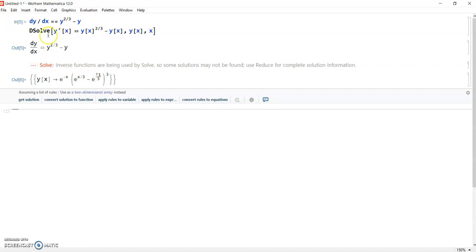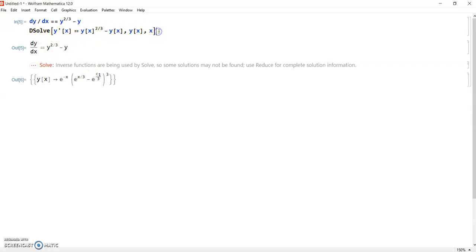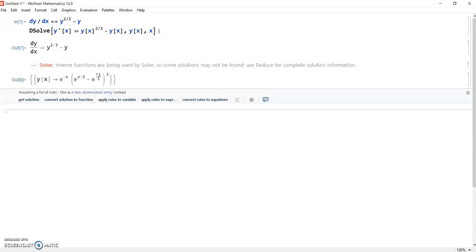Okay, and for dsolve, I have already executed it. Let's execute again. It's the same, and then I have got this as the answer. So in this way, very easily you can solve the differential equation using the dsolve command.